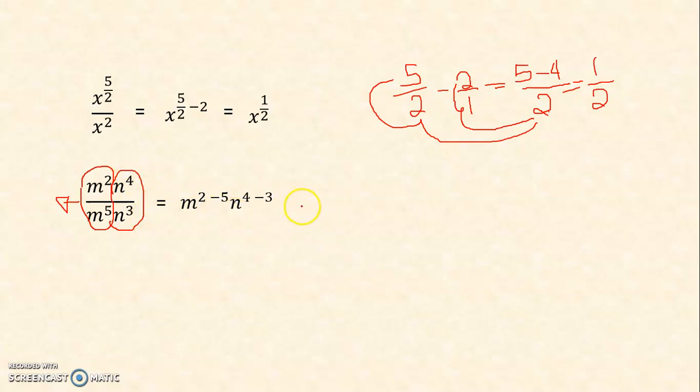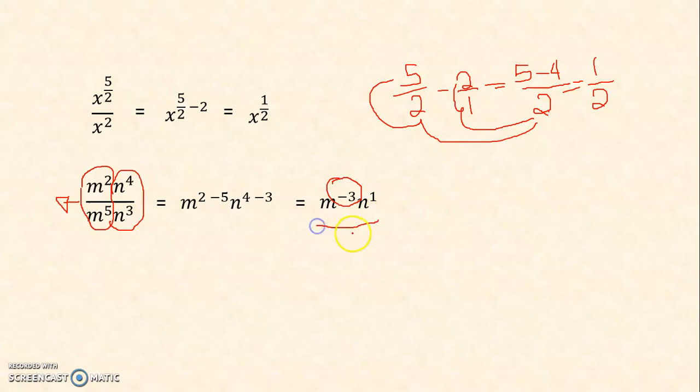So let us just do the subtraction. You now have m, 2 minus 5, that is negative 3. And then 4 minus 3 is equal to 1. So you now have m raised to negative 3 and n raised to 1. Take a look here. Is this our final answer? No, because the exponent of m is negative 3. Can you still remember? We need to rewrite that as a positive exponent.